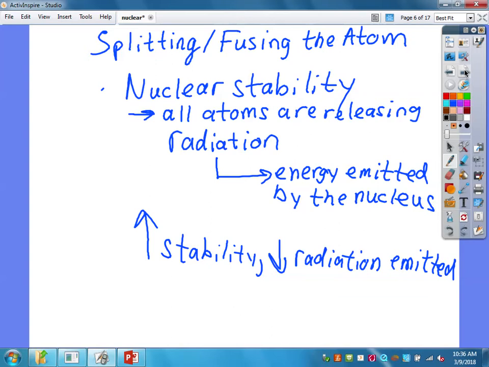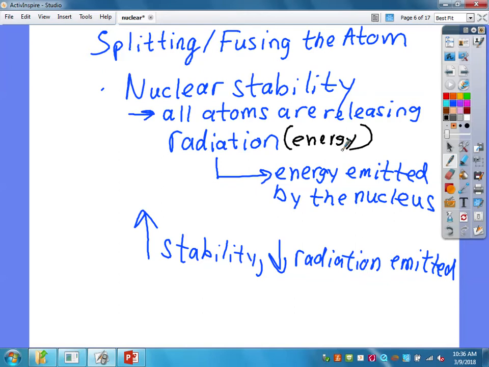All right, and so what happens is these atoms will release radiation. Radiation is just another term for energy. Obviously, it has that connotation of being very dangerous, but light is radiation. Okay, the visible light is radiation. It's just an energy that's not dangerous to us. All right, and so this energy gets emitted by the nucleus to help stabilize it.